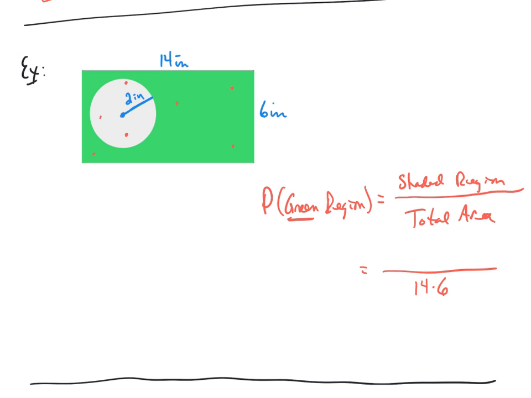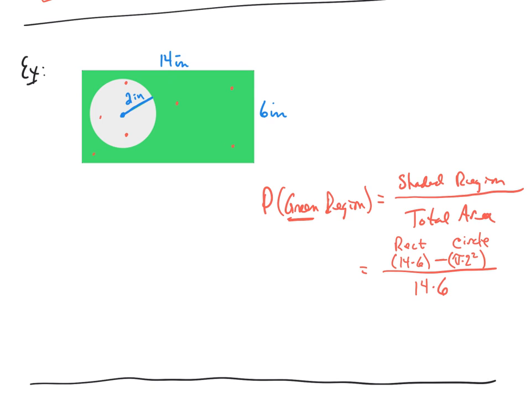Well, it'd be the area of the whole rectangle. So let me write that kind of above here. It'd be the area of the rectangle, which we know is 14 times 6. But then what we've got to do is subtract away the area of the circle. And the area of a circle is going to be pi times the radius squared. So we take the area for the whole rectangle and then subtract away the area of the circle. So if I take away the area of the circle, everything that's left then is green.